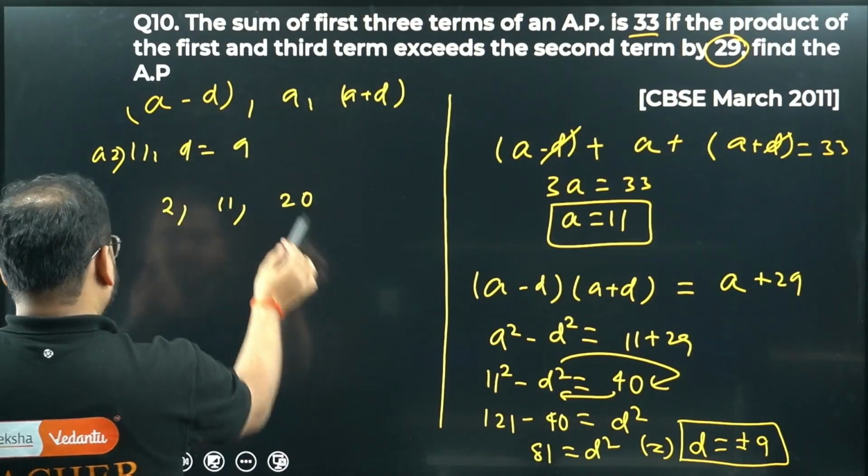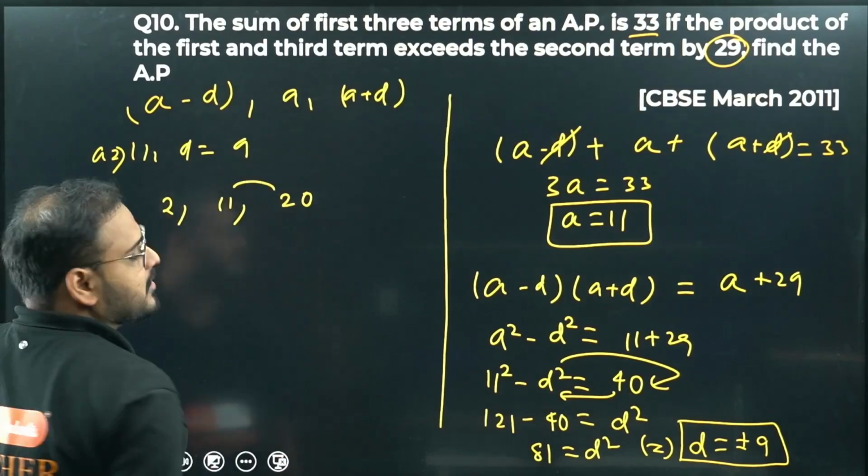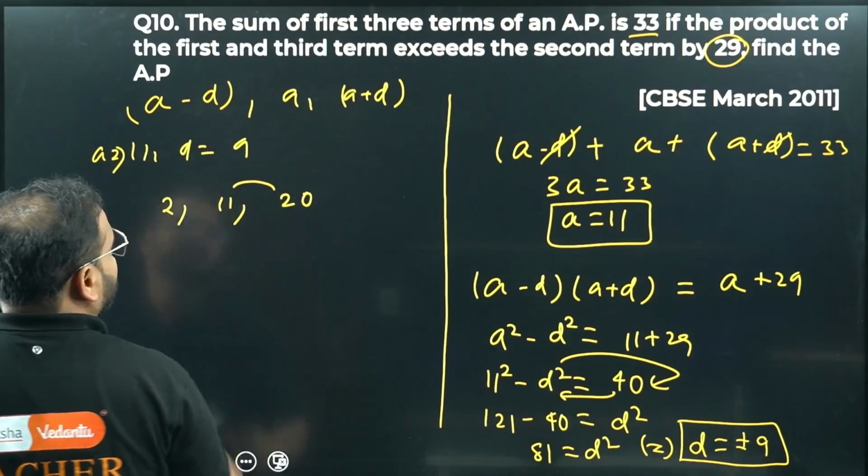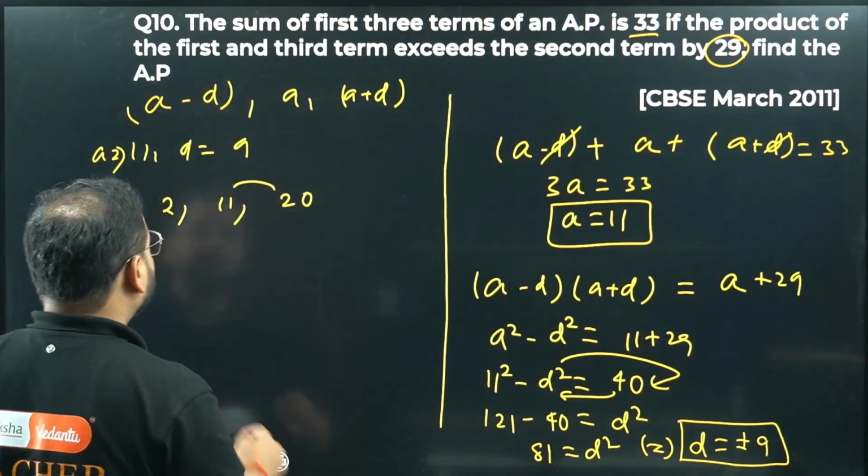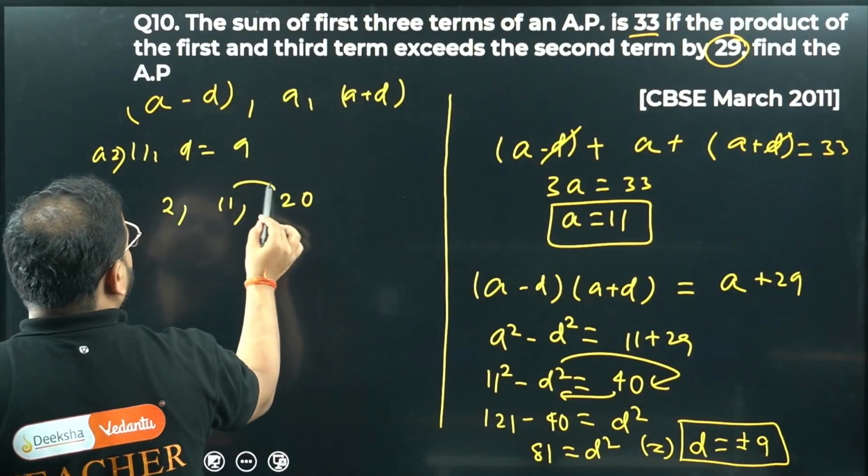2 plus 9 is 11. 11 plus 9 will be 20 again. If you want to cross check, 20 into 2 is 40, and 40 plus 29 is how much? 69, which is 11 square minus... please check. Okay, so my terms are this.